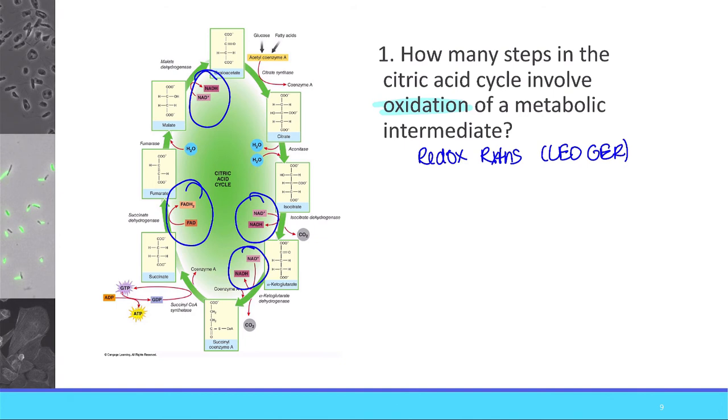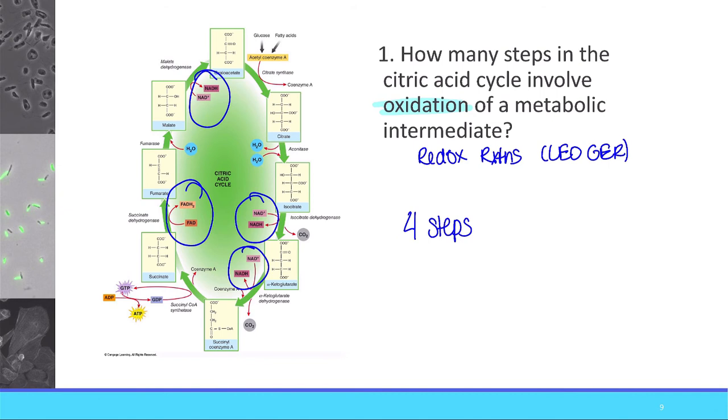So in the citric acid cycle, if you count the things that I have circled, we have 4 steps. And anytime you have a reduction, because redox reactions come in pairs, you also have an oxidation. So we identified the reductions, which tells us where the oxidations are. So 4 steps in the citric acid cycle are going to involve oxidation of a metabolic intermediate.